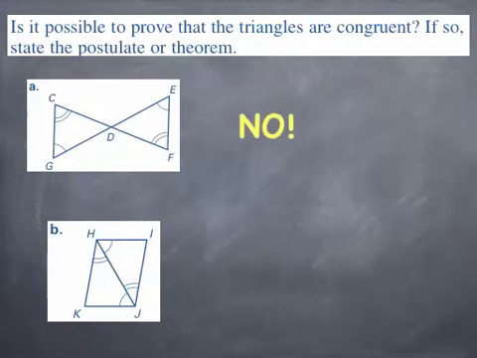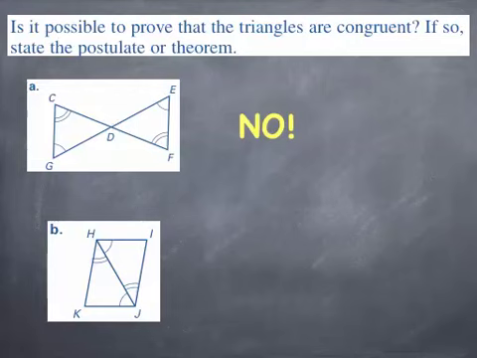There is no congruence postulate. I'm stressing the word congruence. So there is no congruence postulate that says if you know the three angles of one triangle are congruent to the three angles of another triangle, then the triangles are congruent. So for A, we do not have enough information. It is not possible.